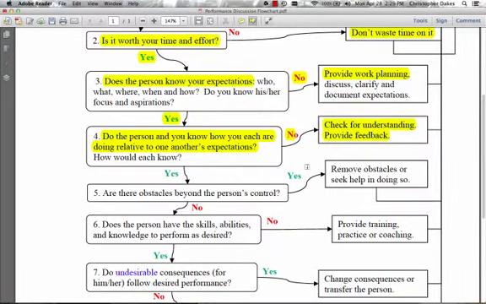Now again, this isn't a class in human resources or personnel management, so I'm not going to get into the details of how you go about checking for understanding and providing feedback, but it is important to make sure that people are on the same page in terms of the expectations that are set. If you determine that the expectations are clear and they do understand how they're doing relative to the expectations, then the question becomes, are there obstacles beyond that person's control? If the answer is yes, then part of your role can be to help them to remove the obstacles or help them seek help in doing so.